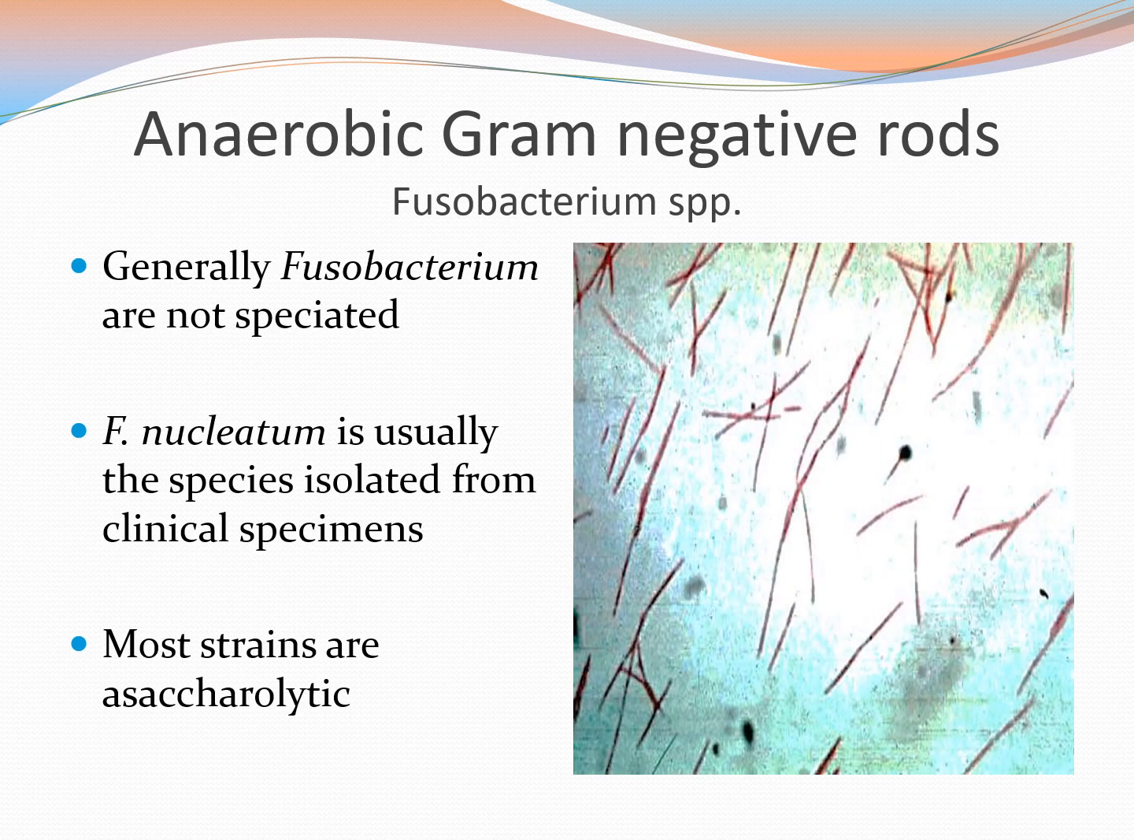Here's a nice picture of Fusobacterium on the right. You can see that they're thin or delicate looking gram-negative rods that are kind of needle-like on each end. Generally, Fusobacteriums are not speciated, and it's usually Fusobacterium nucleatum that is the species isolated from clinical specimens. Most of these are asaccharolytic and won't ferment sugars.